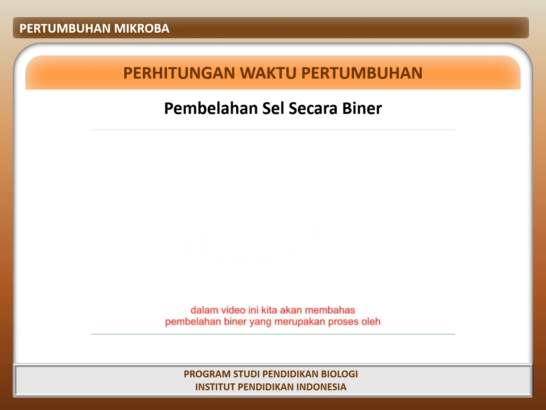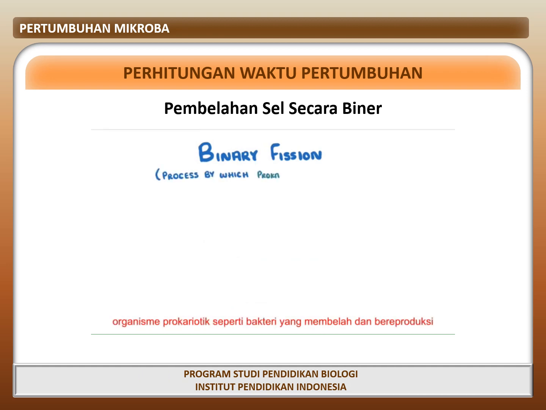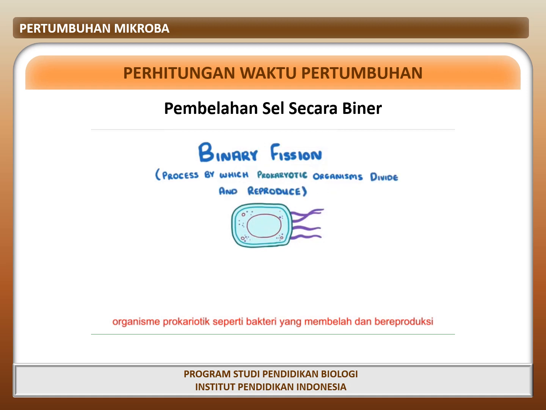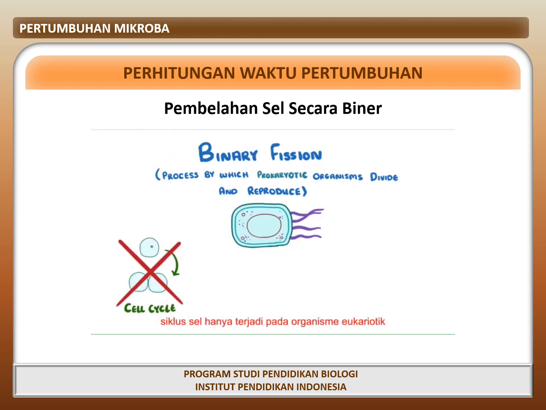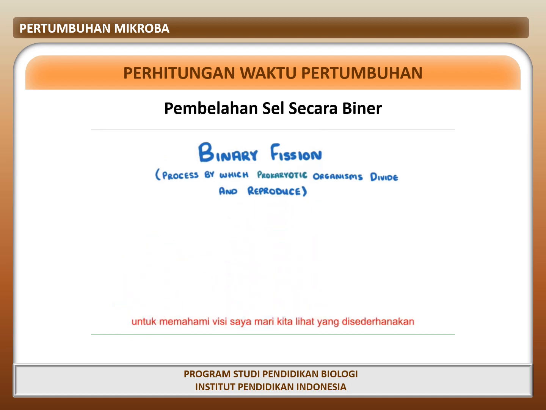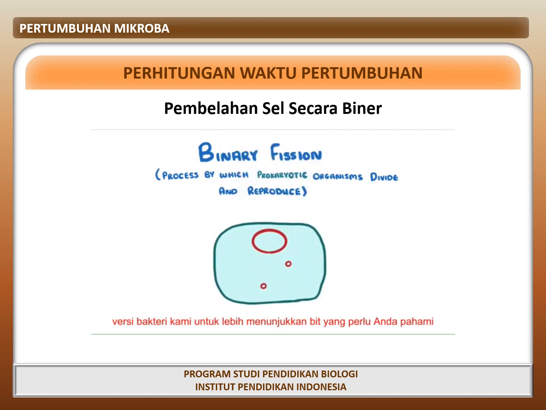In this video, we're going to explore binary fission, which is the process by which prokaryotic organisms, such as bacteria, divide and reproduce. Binary fission is the equivalent of the cell cycle, but the two are very different, and the cell cycle only occurs in eukaryotic organisms. To understand binary fission, let's look at a simplified version of our bacteria, to better show the bits that you need to understand.